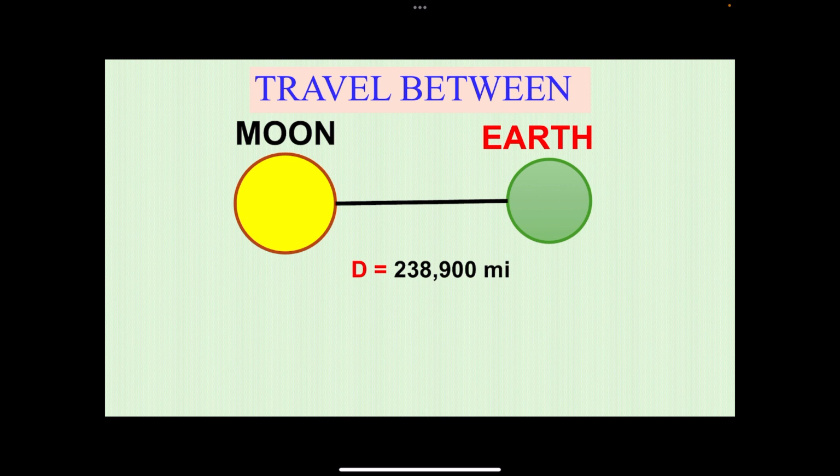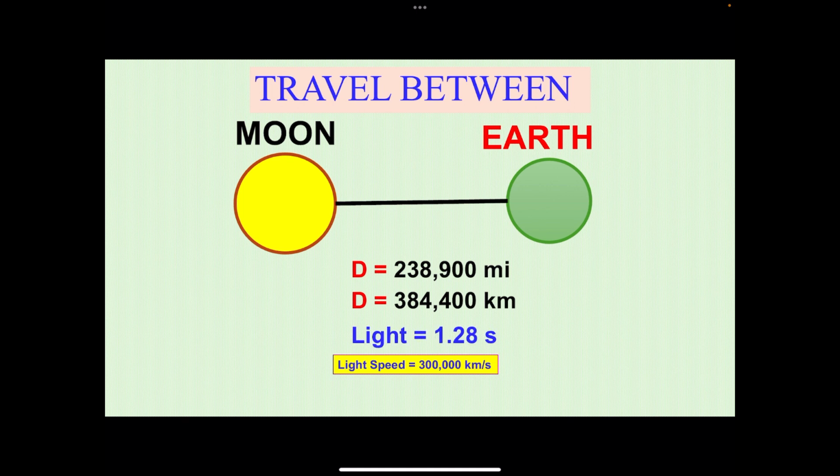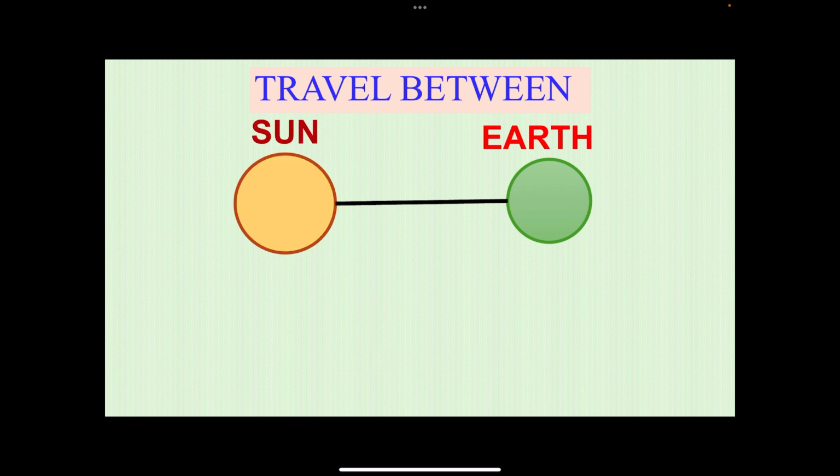The distance between the Earth and the moon is around 238,000 miles, which is about 384,000 kilometers. Light traveling at a speed of 300,000 kilometers per second will take about 1.28 seconds to travel between the Earth and the moon.